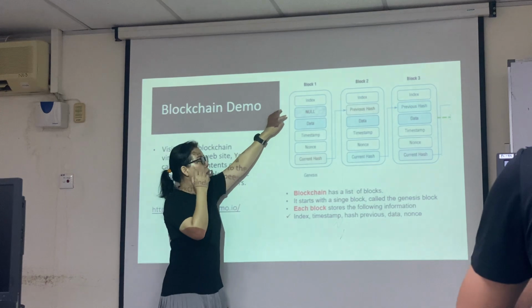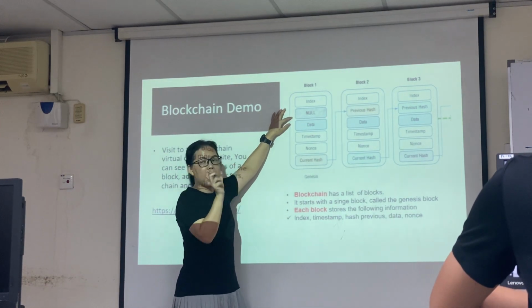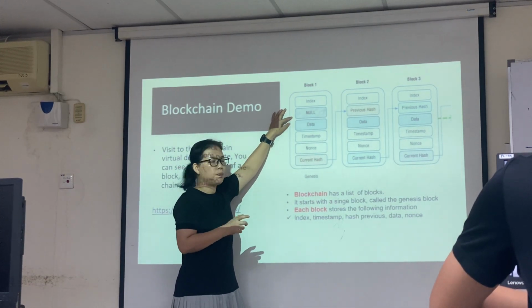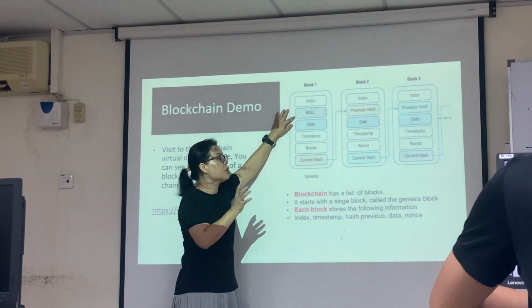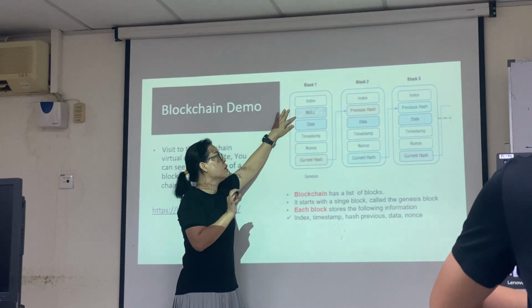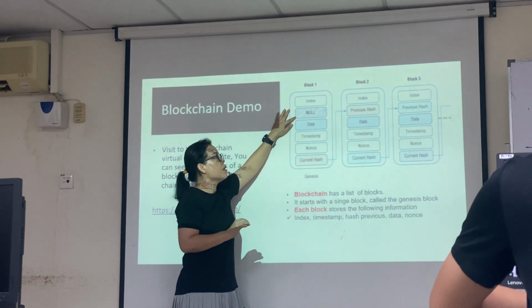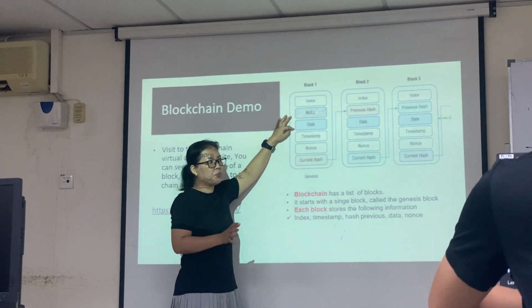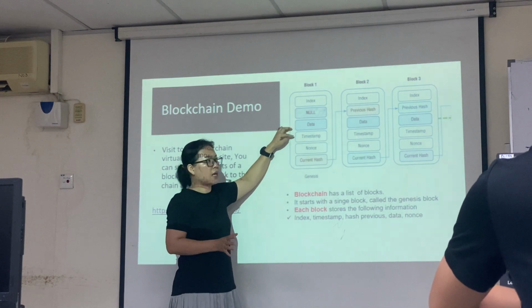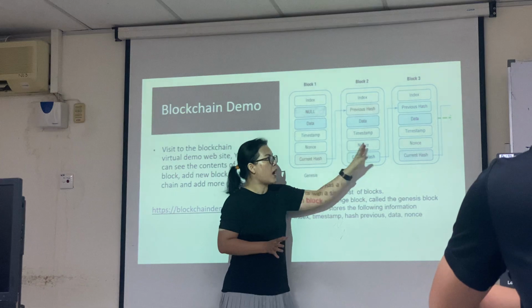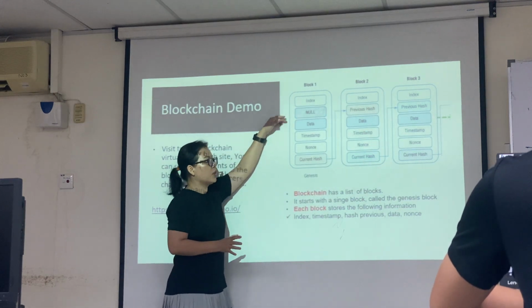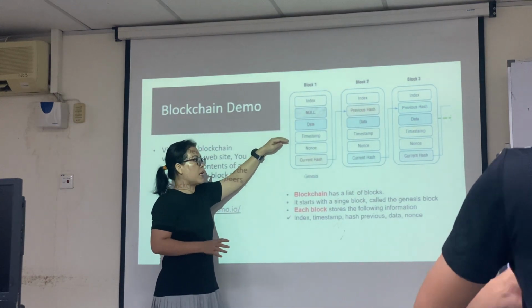Then after the block, immediately the second item is the previous block, because as I said, for the Genesis block the previous block has no value, a zero value. Then after that you have your data, then you have your timestamp. You can see the structure for each of the blocks is the same. So the content in each of the blocks is the same.